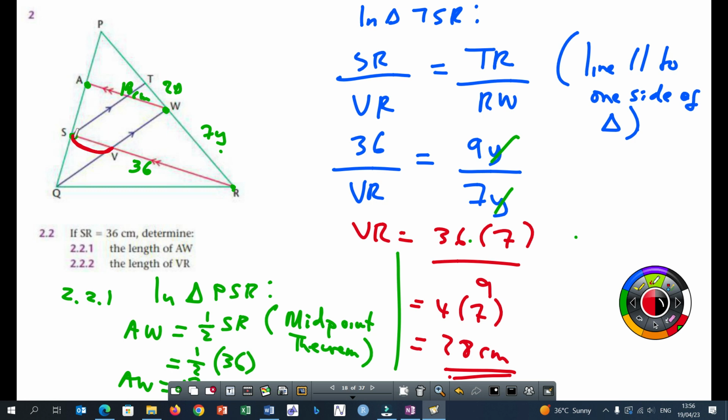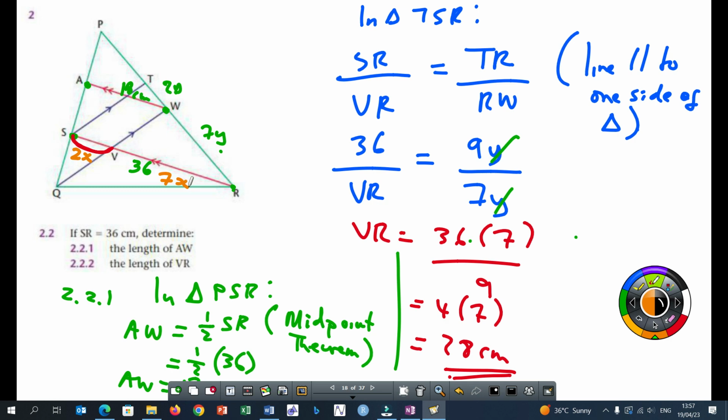Okay, what I'm trying to say is this. If I introduce a new constant, I can say, since this is 2y, I can call this one 2x, and that one there, I can call it 7x. So if I want to calculate the length of VR, since the whole length of SR is 36, you can calculate x if you want. Or you can say 7x divided by 9x times 36. You get the same result.